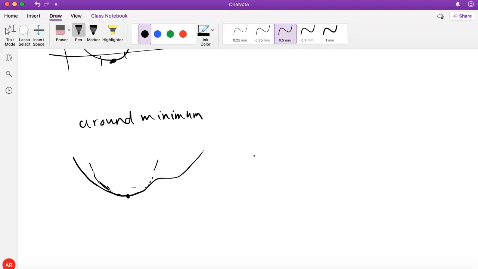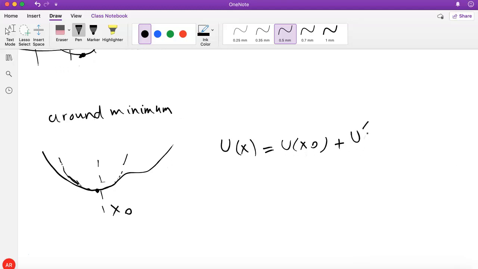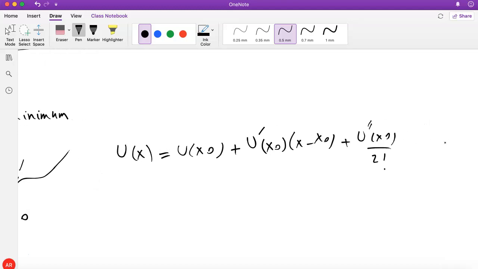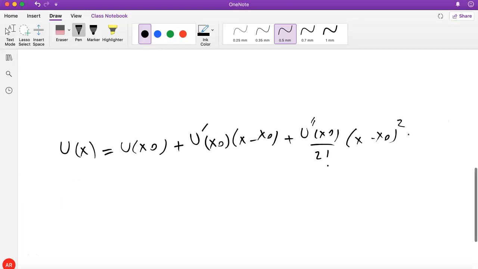For those of you who've heard about the Taylor expansion in calculus, this is just a side note, some of you may not have heard about this. Any function we can expand around any point. So let's say that's some point x0. We can write U of x is approximately U of x0, that's if the derivative is 0. If you want to keep the first order corrections, you would keep the first derivative, and then the second derivative over 2 factorial times (x minus x0) squared, and then you can keep more terms.